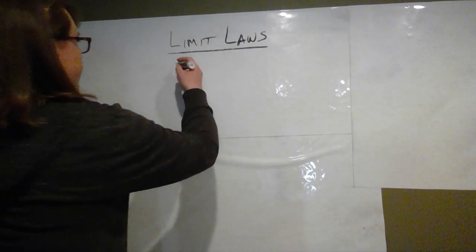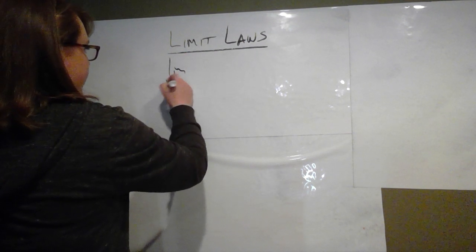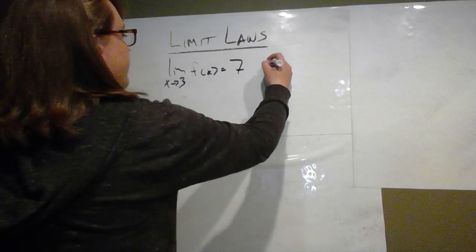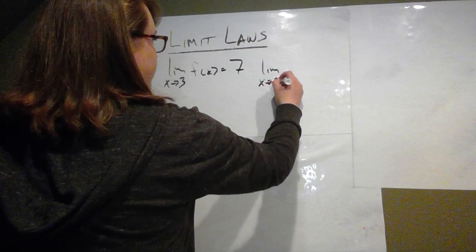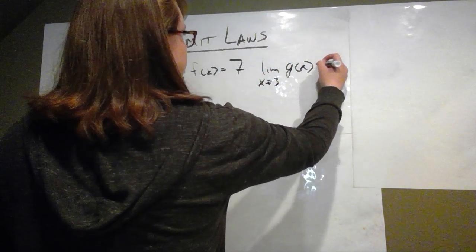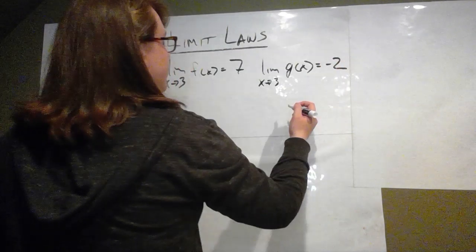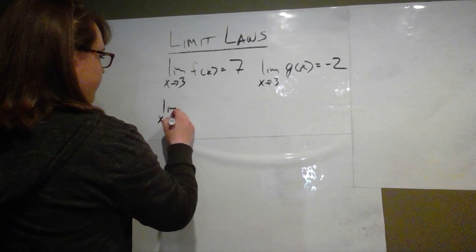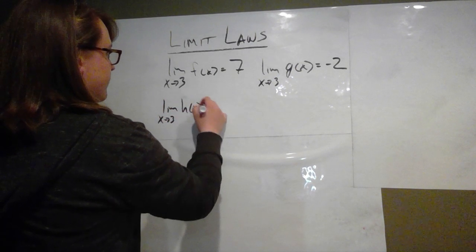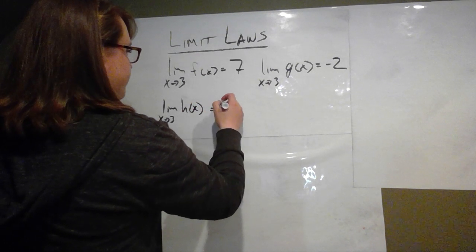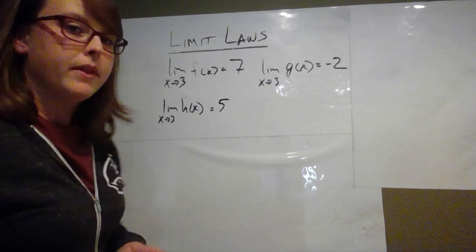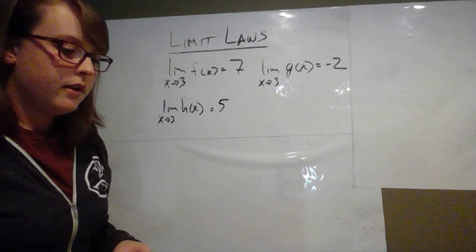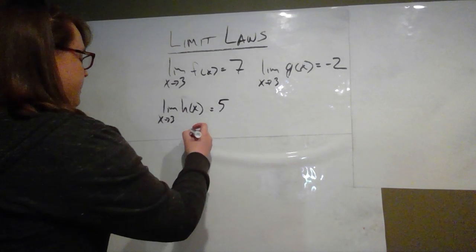We're going to say the limit as x goes to 3 of f of x is 7, and the limit as x goes to 3 of g of x is -2. And we'll throw a third function in there too: the limit as x goes to 3 of h of x is 5. So when we do our examples, these are the three functions with their limits that we're going to be working with.